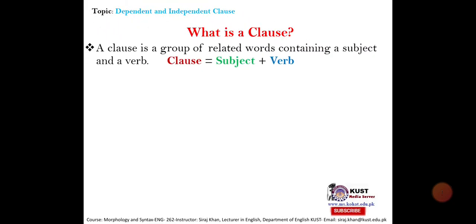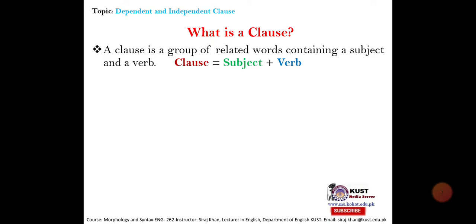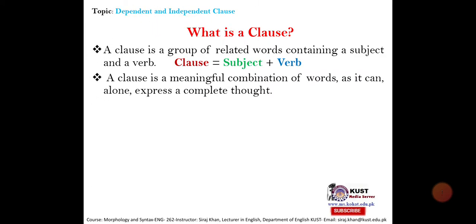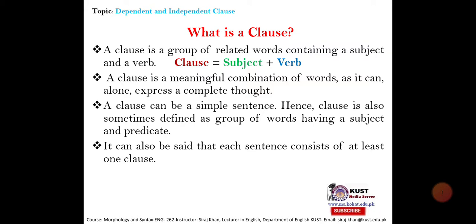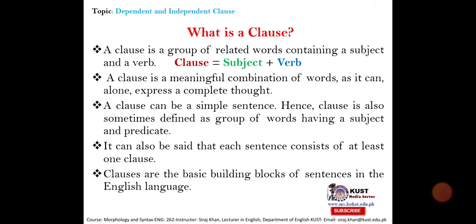What is a clause? It is a group of related words containing a subject and a verb. Clause is equal to subject plus verb. A clause is a meaningful combination of words as it can alone express a complete thought that has got a subject and a verb. A complete sentence is a clause. A clause can be a simple sentence, hence clause is also sometimes defined as a group of words having a subject and a predicate. It can also be said that each sentence consists of at least one clause, and clauses are the basic building blocks of sentences in the English language.